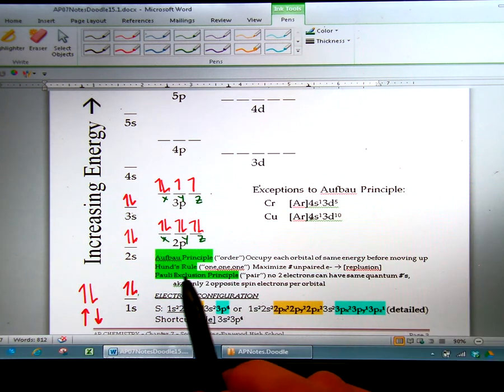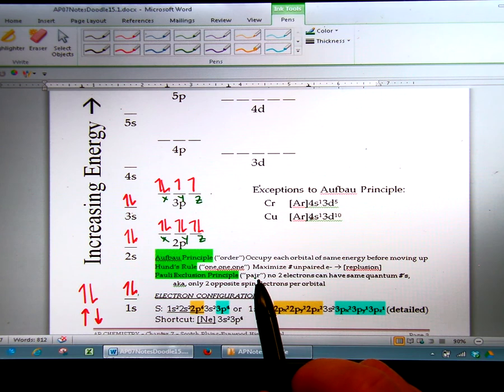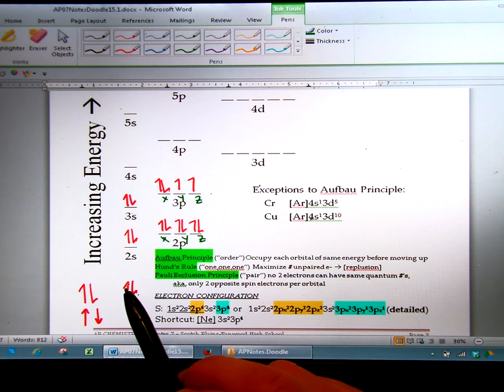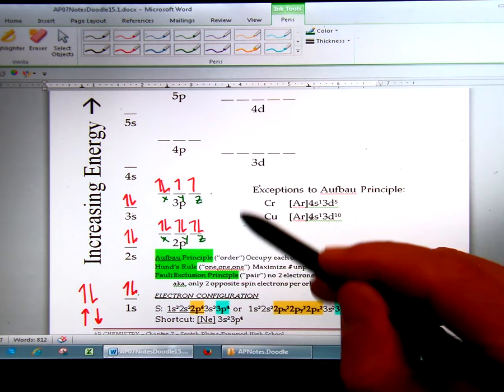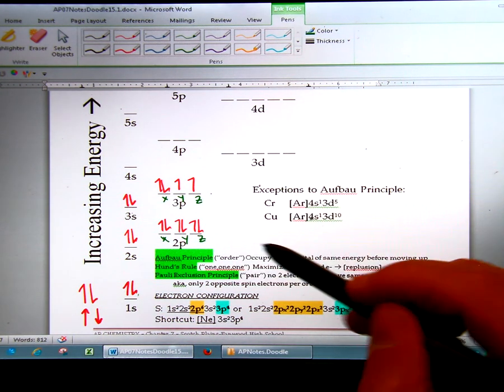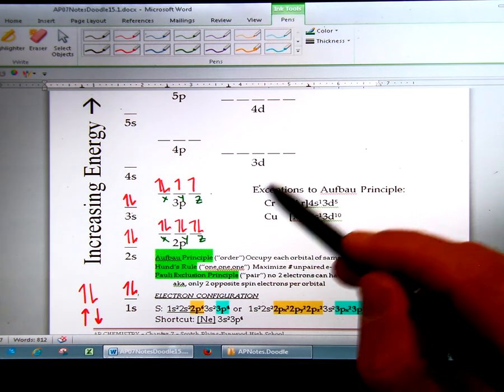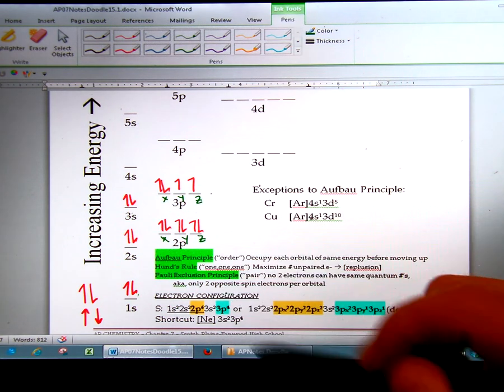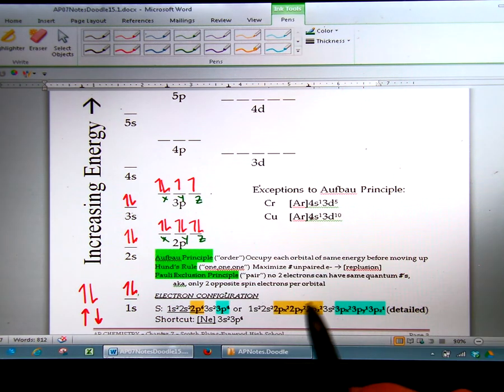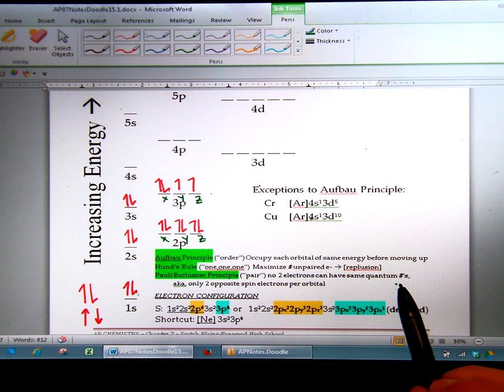And lastly, the Pauli exclusion principle. You could think Pauli pair. You can only have 2 electrons per orbital. One goes up, one goes down in the spin. So that's just referring to the spin. So if the up one is spinning, let's say, clockwise, then the other one is spinning counterclockwise within the orbital. And that's the Pauli exclusion principle. You can also say no 2 electrons have the same quantum numbers, which we'll learn about in a little bit.